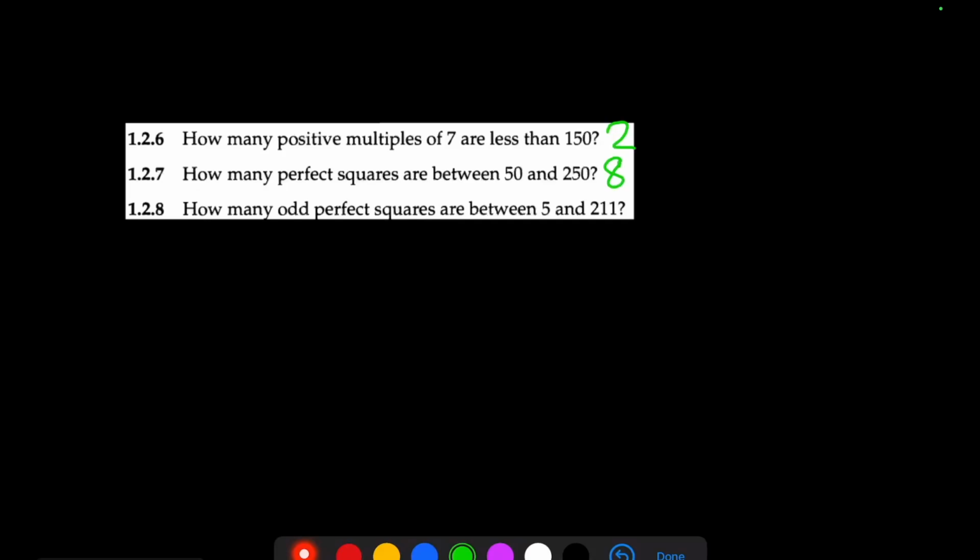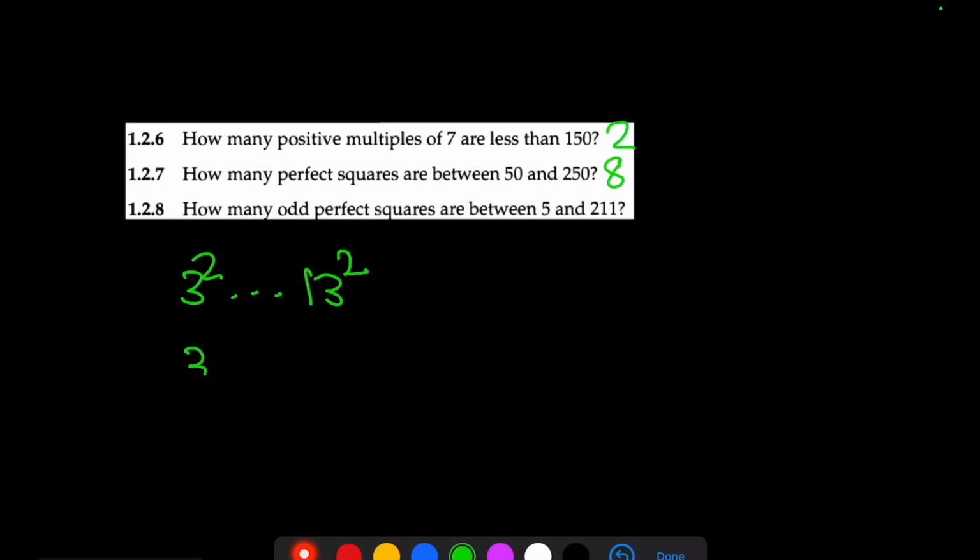So now, this is slightly harder. How many odd perfect squares are between 5 and 211? Well, if you check, the smallest odd perfect square would be 3 squared, 9, up until the largest odd perfect square, which is, sorry, 13 squared, 169. Odd, remember, because 14 squared would be under, but 14 squared isn't odd.